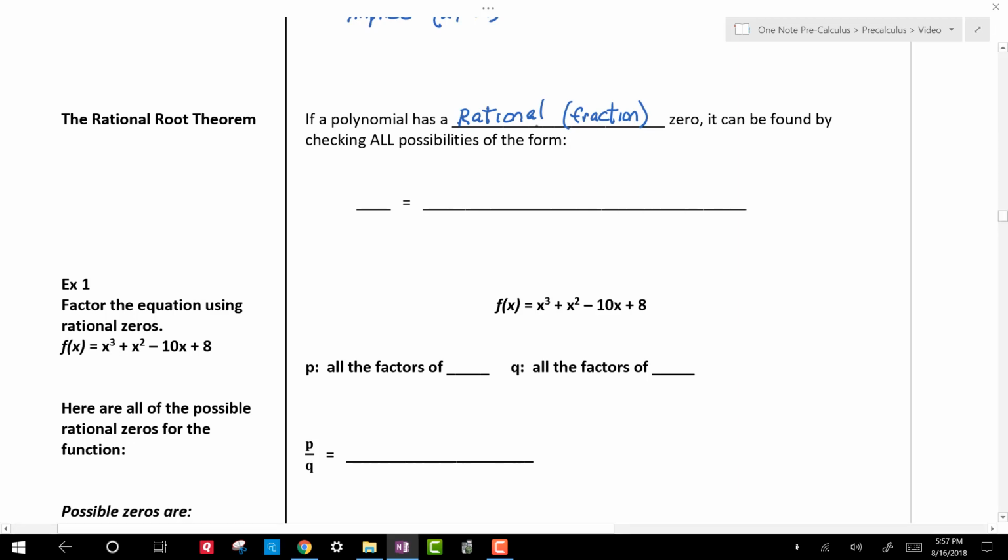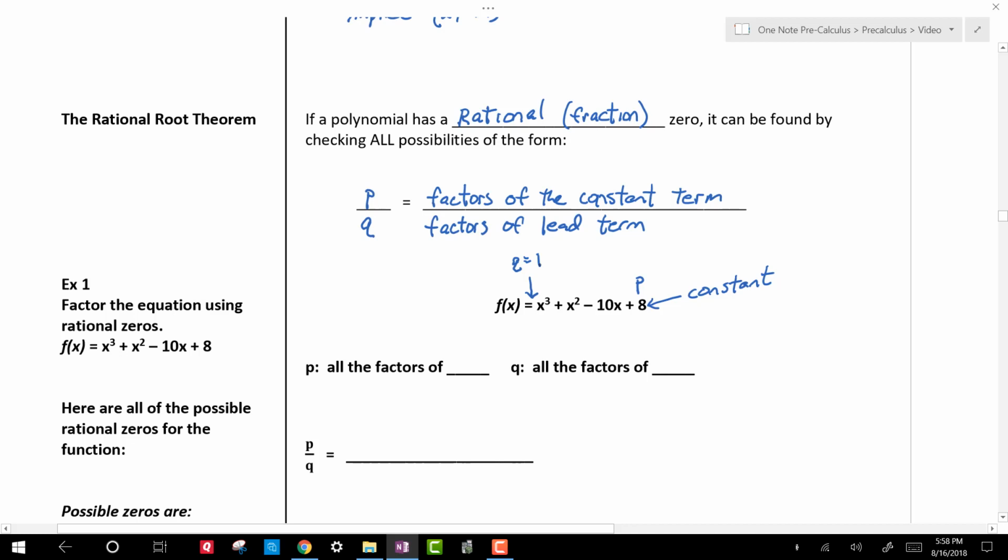If a polynomial has a rational root, a rational 0, it can be found by checking all possibilities of the form p over q, where p is equal to the factors of the constant term, so any number that goes into the constant term. All right, see this number 8 down here? This is your constant term. Any number that sits by itself in an equation is a constant. So this is p, and we're going to divide those by the factors of the lead term. Okay, so in this case, q is equal to 1.